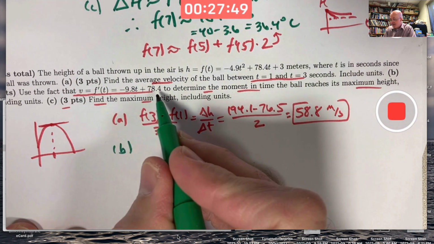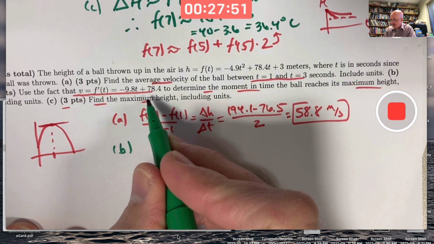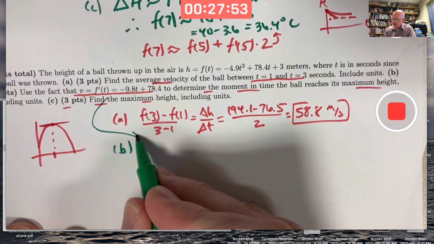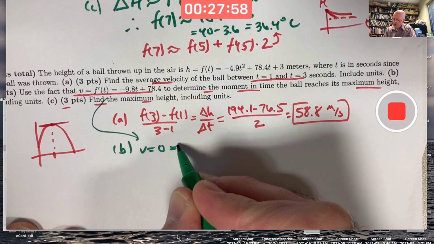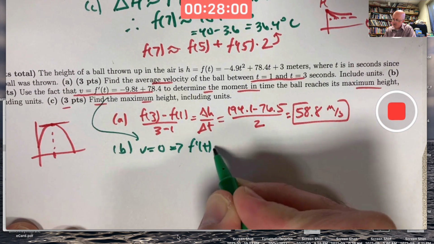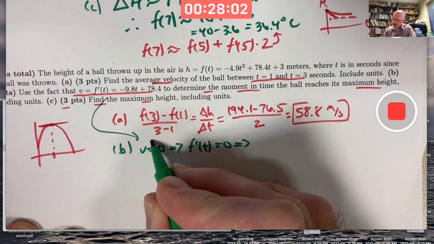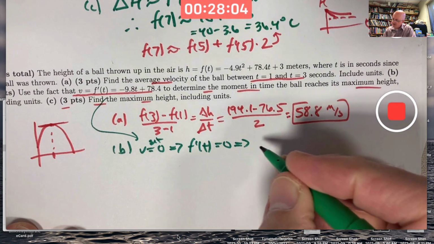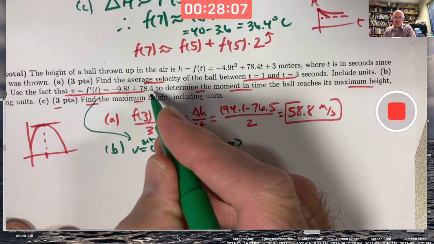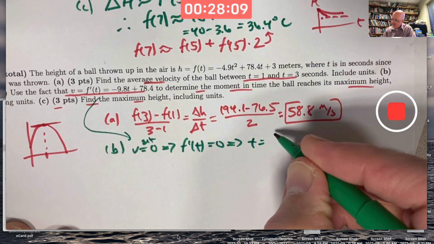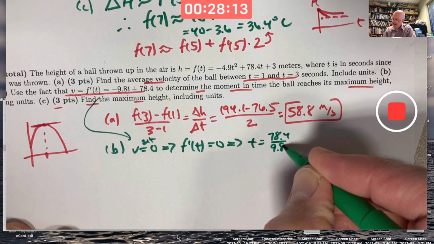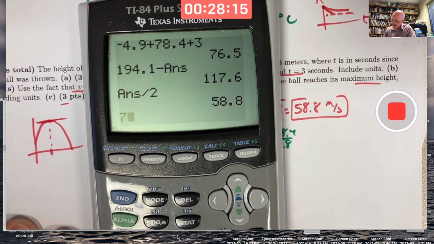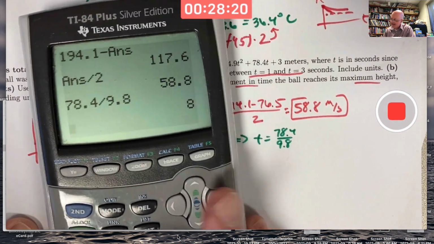There's the derivative. I gave it to my students, but you certainly should be able to find it on your own. To figure out where the maximum height occurs, I need to set the derivative v equal to 0. In other words, f prime of t equals 0. Solve for t. I get t is going to be 78.4 divided by 9.8 seconds. 78.4 divided by 9.8 turns out to be 8 seconds.